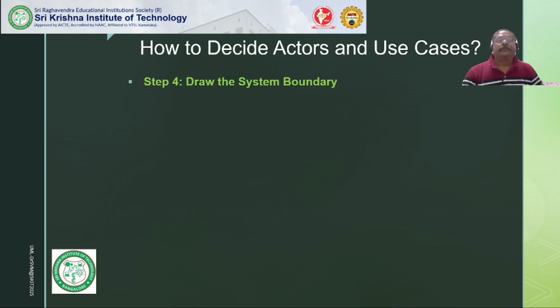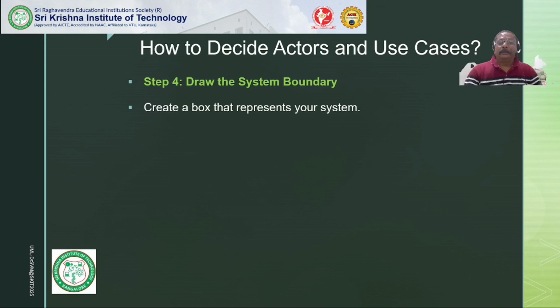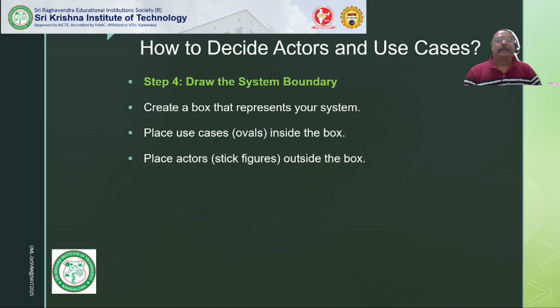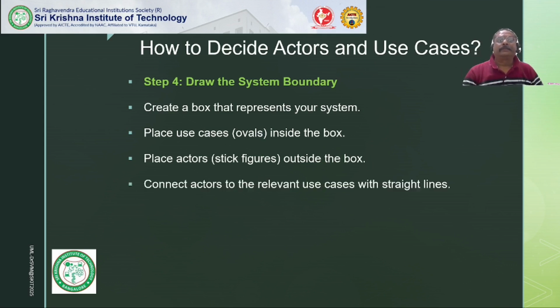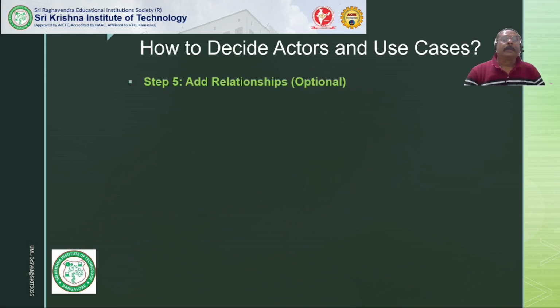Then step 4 is to draw the system boundary and put all the use cases inside the boundary, and place all the actors outside the boundary. Connect the actors to the relevant use cases with straight lines, no arrows between actor and use case connections. And then look for any relations among the use cases. If so, then put them in. So it's optional, not compulsory.